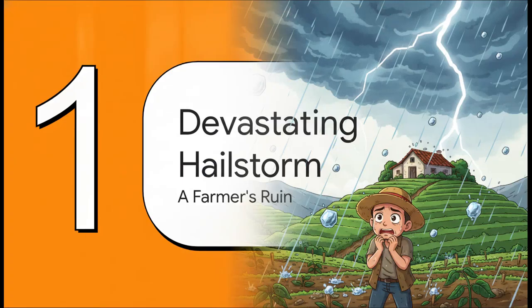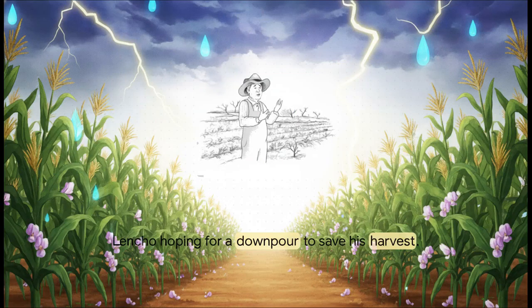Section 1. The devastating hailstorm. Let's set the scene, shall we? Picture a solitary house sitting right on the crest of a low hill in a sweeping Latin American valley. Out here, a poor farmer's entire livelihood, literally his family's survival, hinges on one completely unpredictable element: the weather.